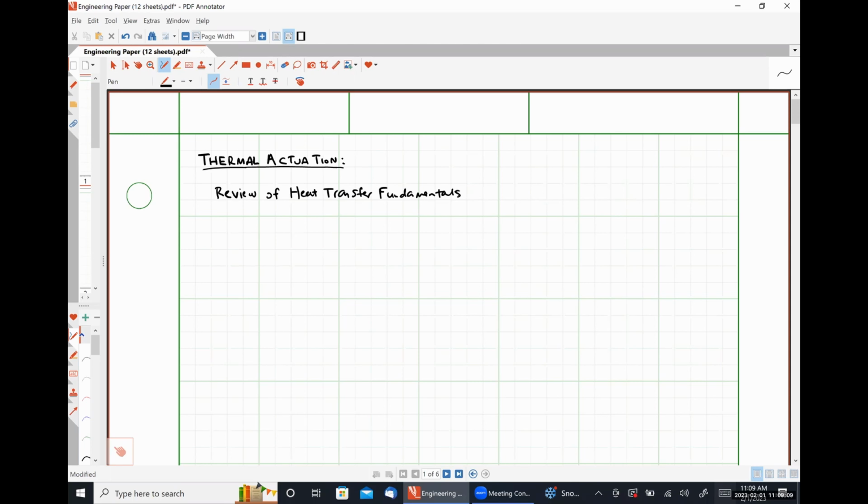So there are four possible mechanisms for heat transfer to occur. So the movement of heat from one point to another. The first is thermal conduction. So thermal conduction describes heat transfer through a solid medium from one point to another.